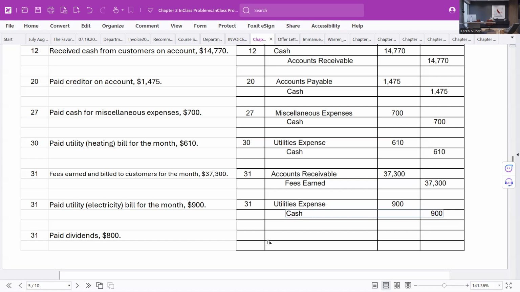And lastly, payment of dividends. We saw this a little while ago in the previous exercise. On the 31st, we want to recognize this distribution of our earnings. The way you decrease equity is by debiting it. So we're going to debit that dividends account for $800. Cash is flowing out. We've got to show the reduction in that asset called cash by crediting it. $800.